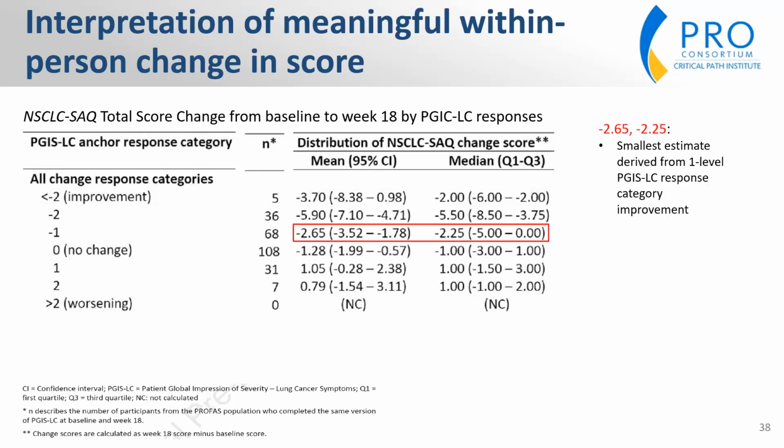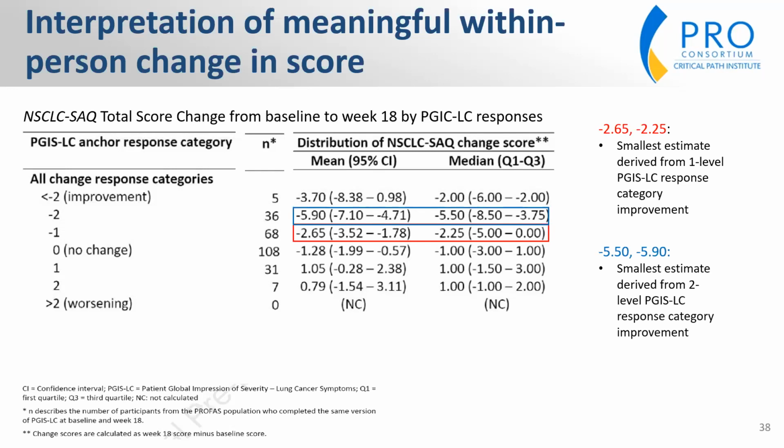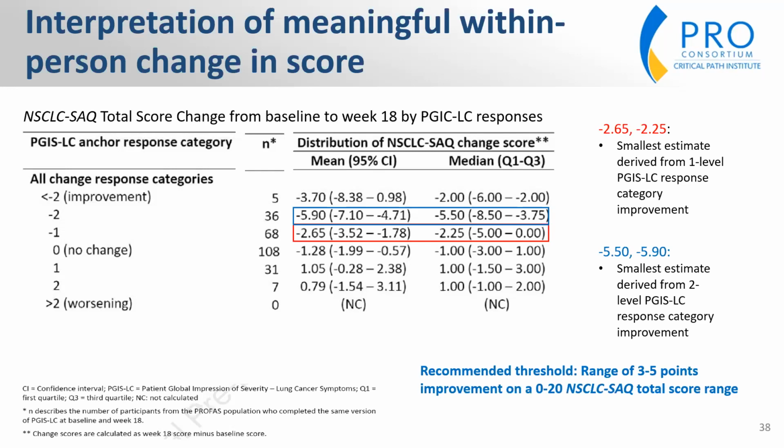And if we look in a little bit more detail at the category of 1 level response improvement, which is indicated here by the -1, we see a median of 2.65, where a median of 2.25 could be considered the smallest estimate derived from a 1 level PGIS response category improvement. If we go to the next level, we can see that these numbers go from -5.5 to -5.9 improvement, which could be considered the smallest estimate derived from a 2 level PGIS response category improvement. So one of the things that we have in our paper now is that maybe the recommended threshold could be a range of 3 to 5 points improvement on the 0 to 20 total score range.